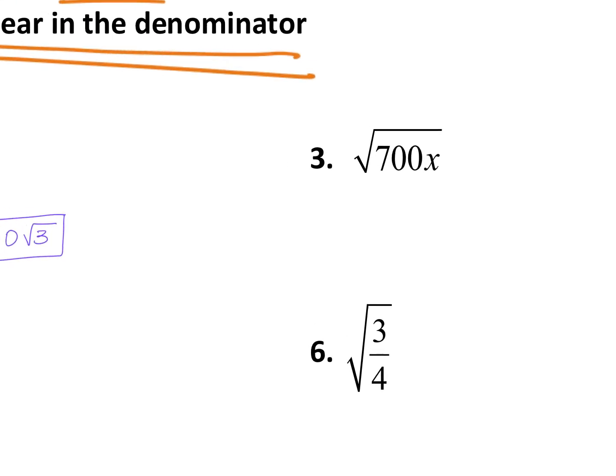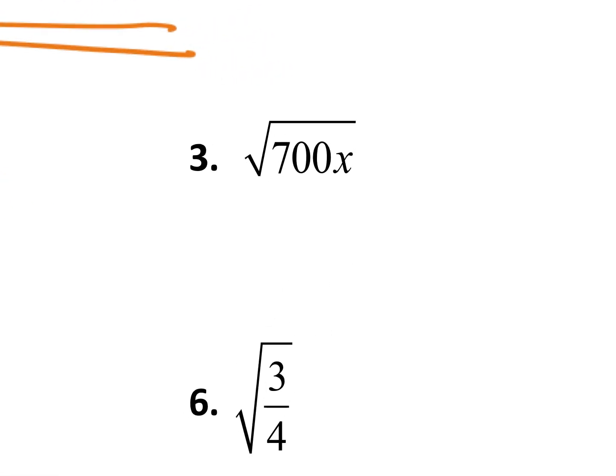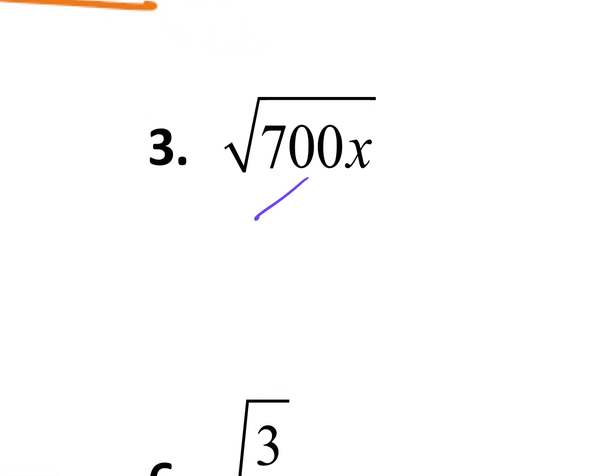Okay, now we're going to throw a variable in the mix. You're looking for a perfect square and not a perfect square. So let's just think numbers first of all. The number 700, what perfect square is 700 divisible by? 100 is the perfect square, right? So we put that on the left, 100. We put the 7 on the right.